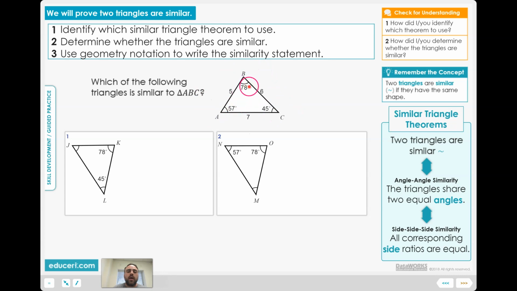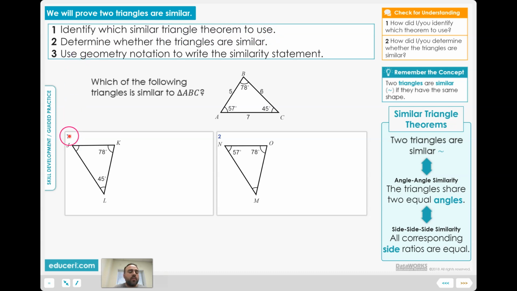We know the 3 angle measurements, and we know the 3 side length measurements as well. We have 2 triangles that we want to know, are they similar to triangle ABC? And we have our similarity theorems that we can use over here. We could either use angle-angle similarity or side-side-side similarity. Let's read the steps. Step number 1. Ready? Read. Identify which similar triangle theorem to use.